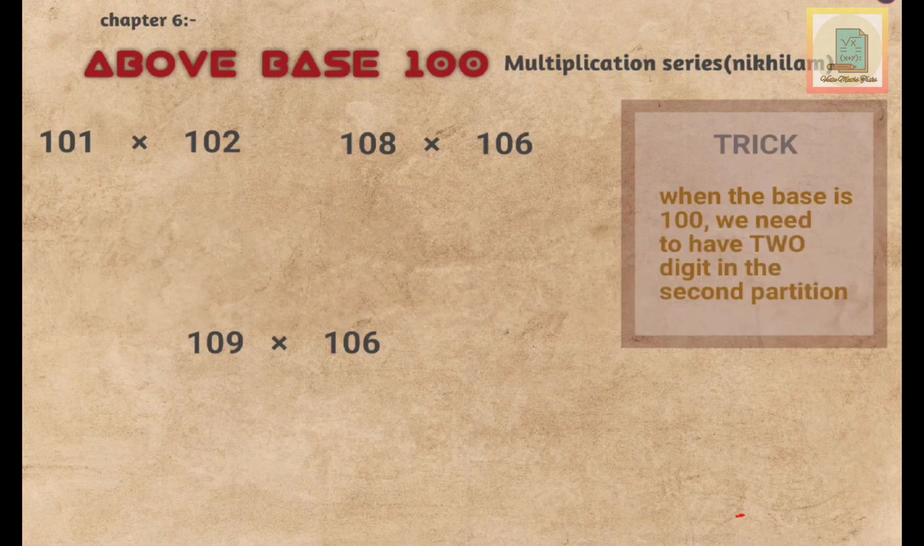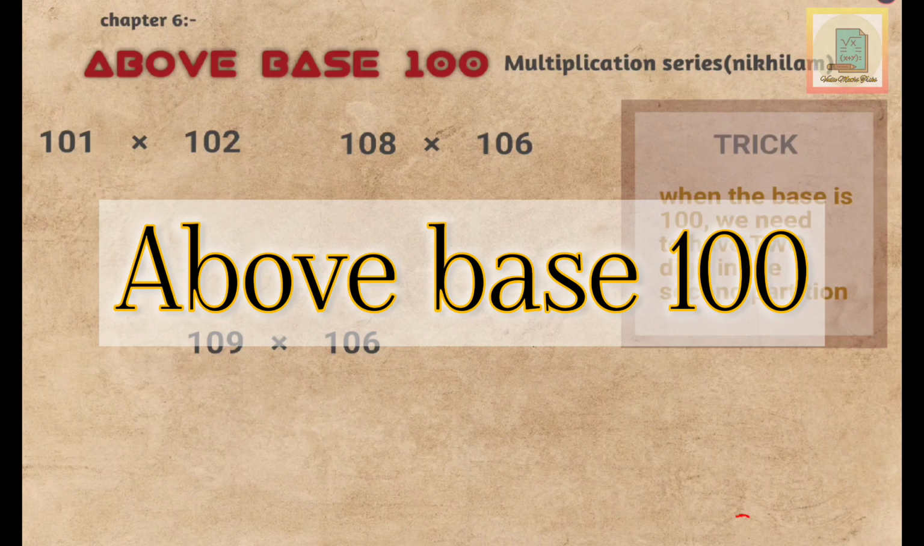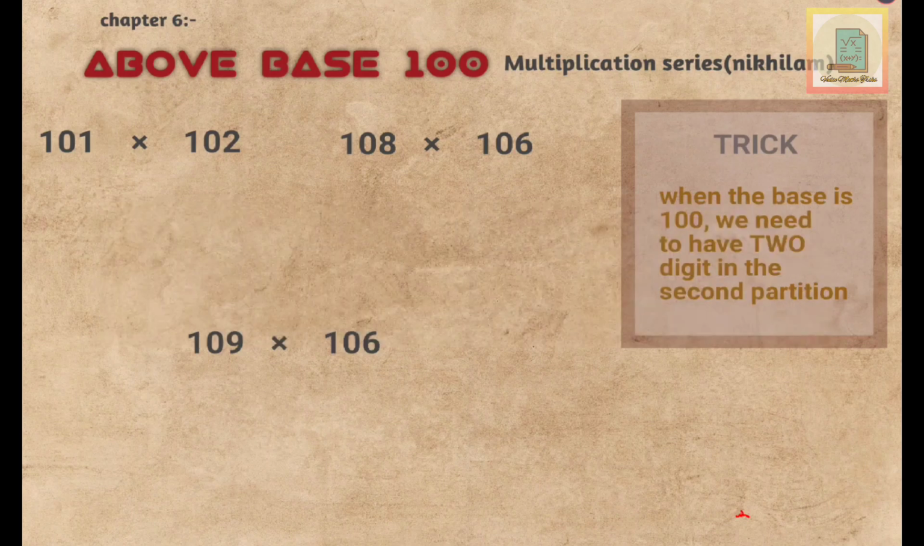Today we will learn about another multiplication method which is called above base 100, which is a very similar method to a previous method, above base 10. In this method we multiply two numbers which are near to 100. Now let's understand this better by taking examples.